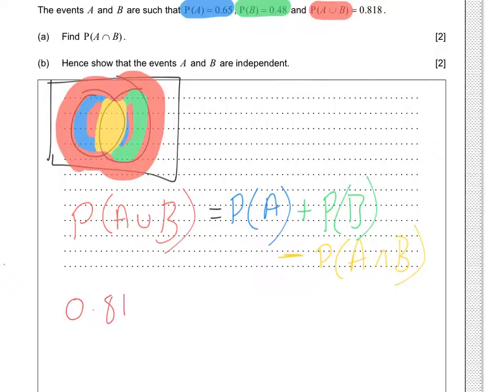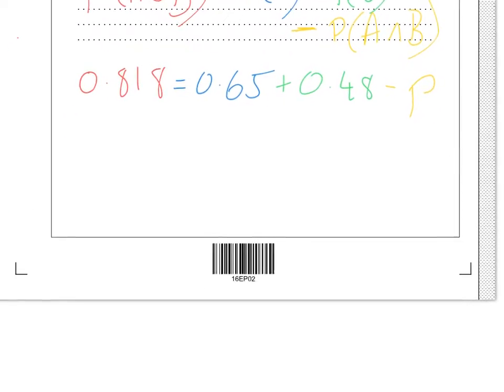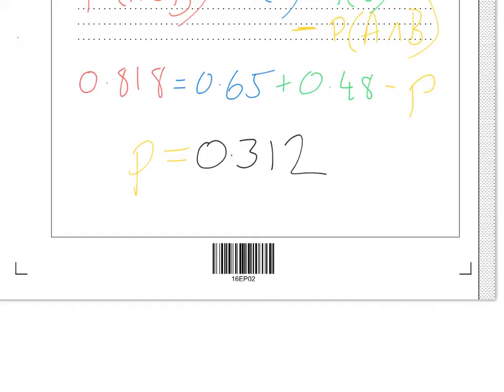0.818 equals 0.65 plus 0.48 minus the thing we're trying to find, which I'm just going to call P, to save myself some writing, and then just solve for P, and you get P is equal to 0.312.